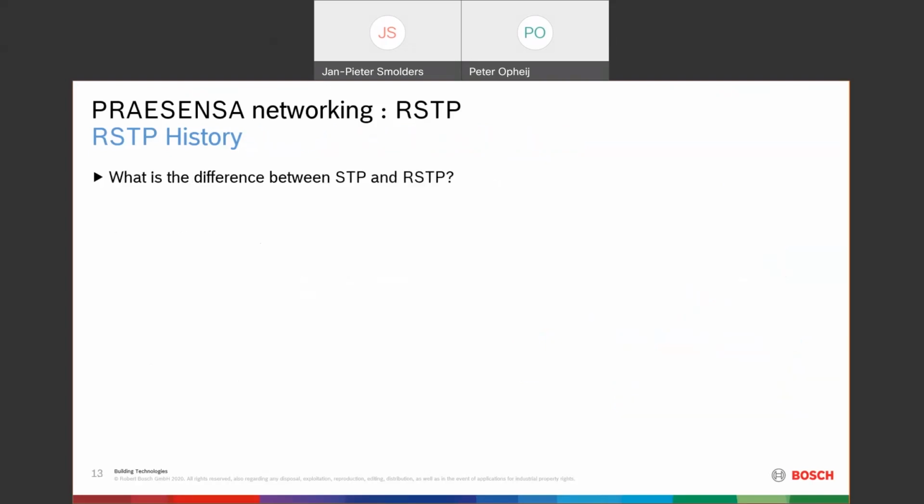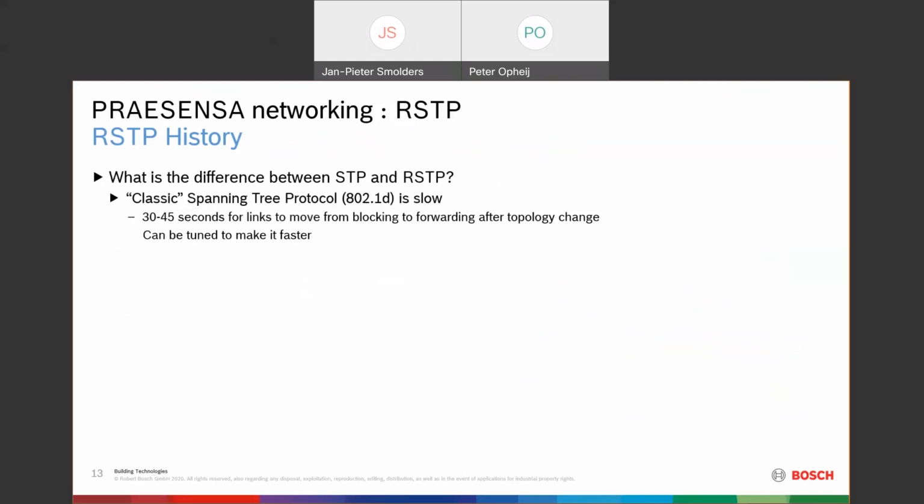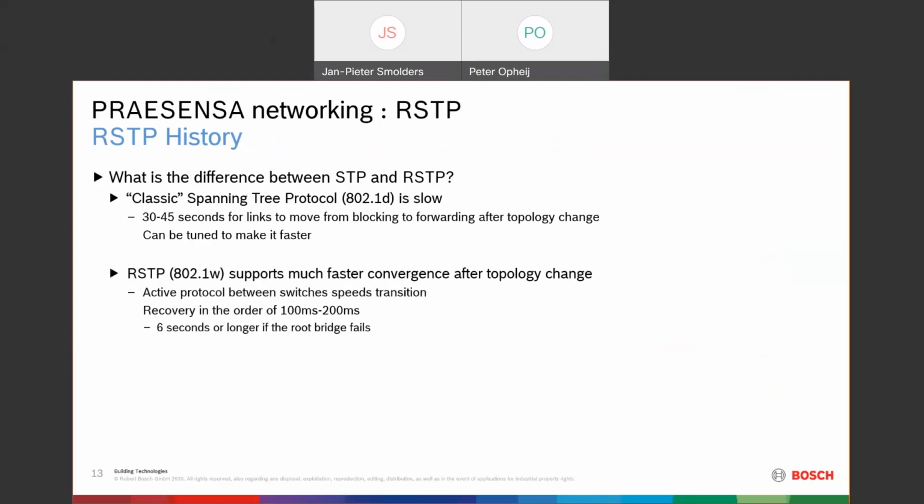Quickly, what is the difference between STP and RSTP? The STP protocol is quite slow, 30 to 45 seconds to restore. RSTP is very fast, 100, 200 milliseconds. That is a normal switch over time. We see that also during the training and the test that we do here. You hear a small glitch on the audio, and that's all that you notice when you disconnect the cable.